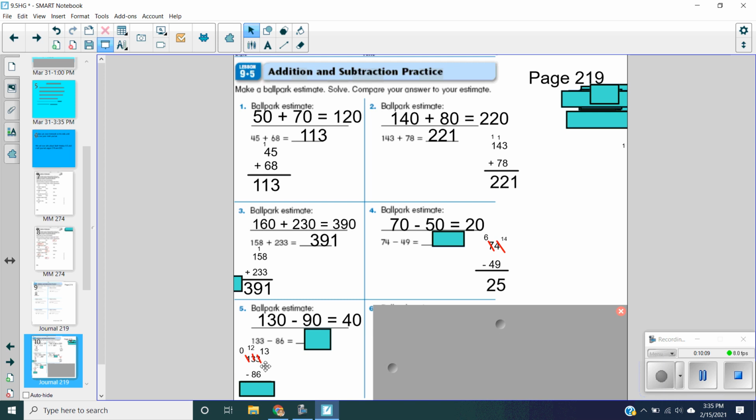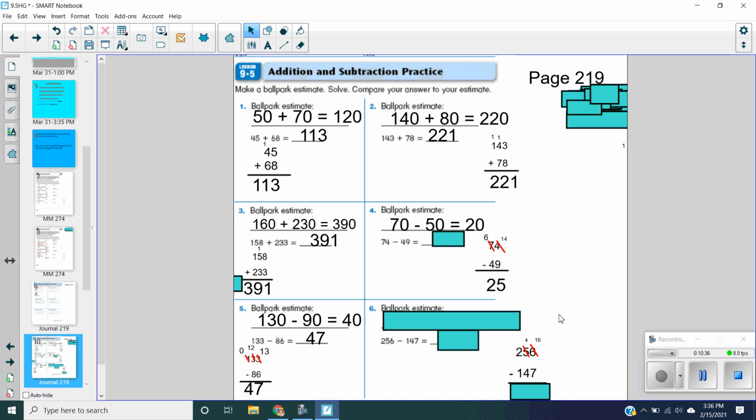So I can't take 3 minus 6. So I went next door. I changed that 3 first to just a 2. Then I have 13 minus 6, which I know is 7. Now I couldn't do 2 minus 8, so I needed to go next door again. I changed this 1 to a 0, and now instead of a 2, this becomes a 12. Now I have 12 minus 8, which is 4, giving me my answer of 47.